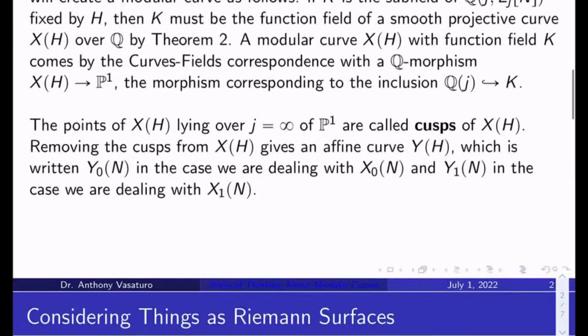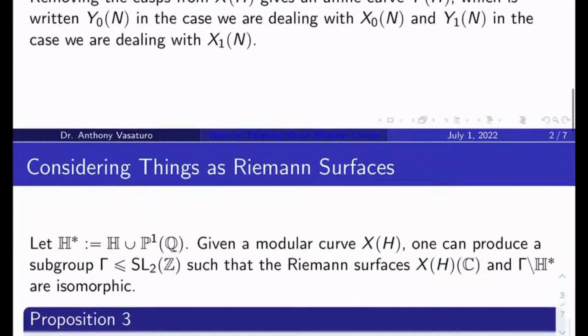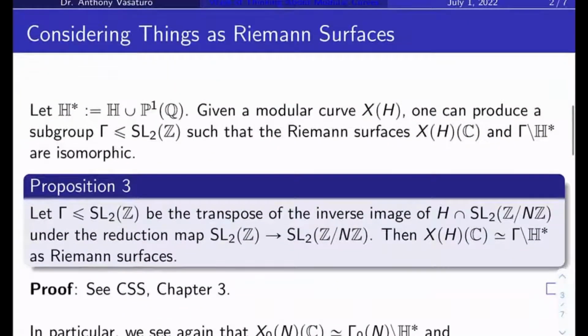Now, the points of the modular curve lying over j equals infinity in the projective line here, those are called the cusps of the modular curve. There are always only finitely many of them. If you remove the cusps from X of H, you get an affine curve, Y of H, which is written Y sub 0 of N in the case we've been dealing with X sub 0 of N as our modular curve, and Y sub 1 of N in the case we've been dealing with X sub 1 of N as our modular curve. So now let's consider things as Riemann surfaces.